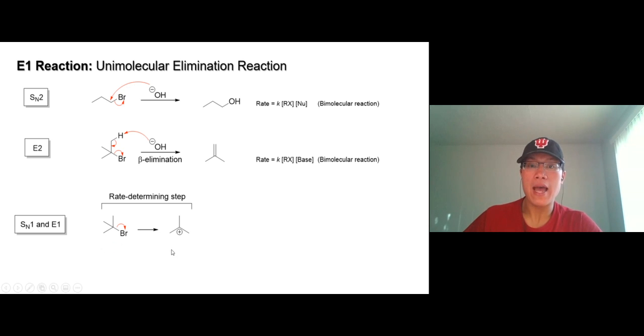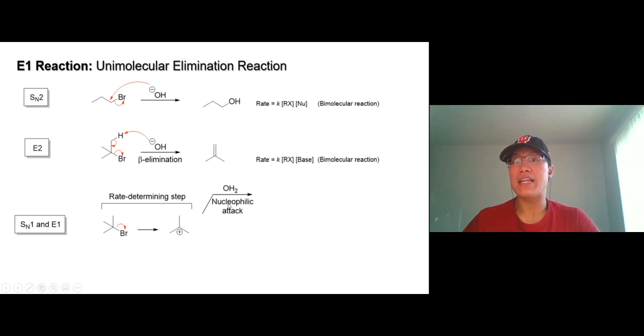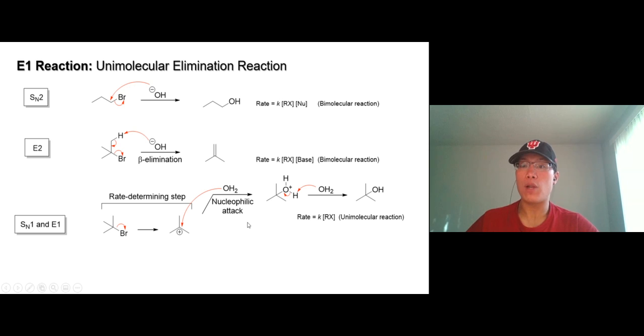Just one species. And then if the reagent acts as a nucleophile, you will go SN1. Proton transfer, and you get the product there. It's a unimolecular reaction. The concentration of the reagent, which is water right now, the nucleophile, is not in the rate. You can do whatever with water. Increase or decrease the concentration, it does not affect the rate. Only this species right here, the alkyl halide, affects the rate.